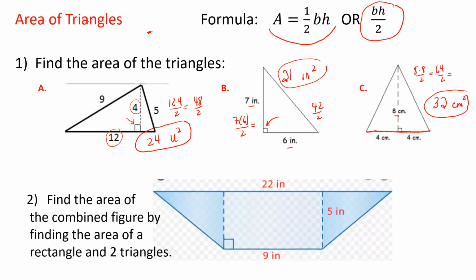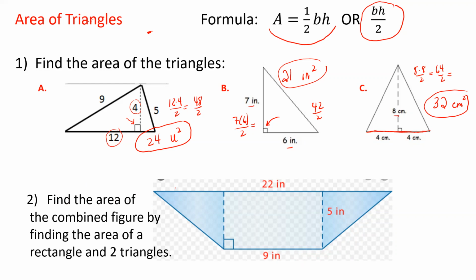All right, number 2, this is actually a trapezoid. The definition of a trapezoid is a quadrilateral, which is a 4-sided figure with exactly 2 parallel lines, or 1 pair of parallel lines. So in 7th grade, we'll talk about the formula for finding the area of a trapezoid.